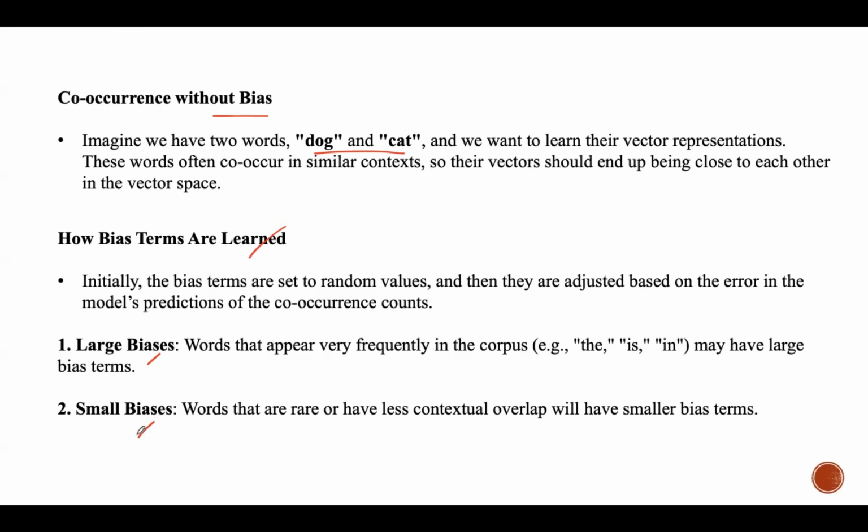And also the small bias, which should be assigned to the rare words. If you take words like dog and cat, they are less frequent than the, so their bias terms will be smaller. The smaller bias terms will help the model focus more on their relationship with each other, since they are both animals often mentioned in similar contexts, and less on their co-occurrence with the.